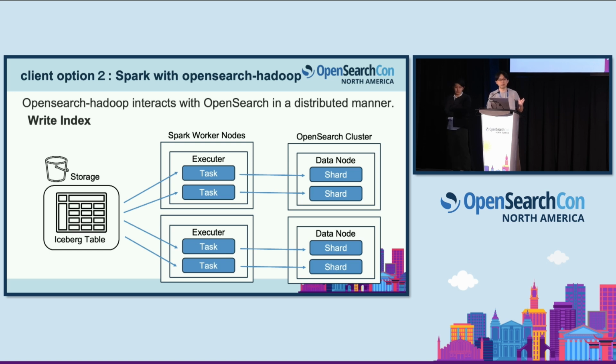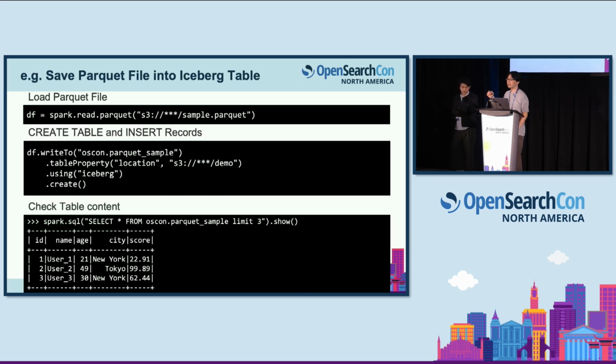So again, here's a simple example, this time saving a Parquet file into Iceberg. First up, we read the Parquet file like this. Then we write it to an Iceberg table. We specify the table name and storage location.